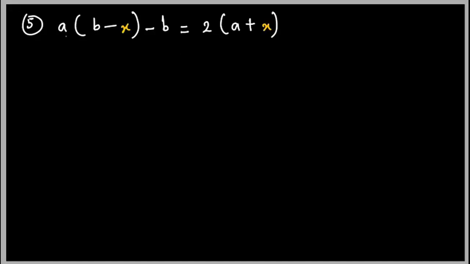So let's begin from the left. A times b is ab. A times minus x is minus ax. And then I've cleared the bracket and we have minus b here. Now onto the right hand side, 2 times a is 2a, 2 times x is positive 2x.